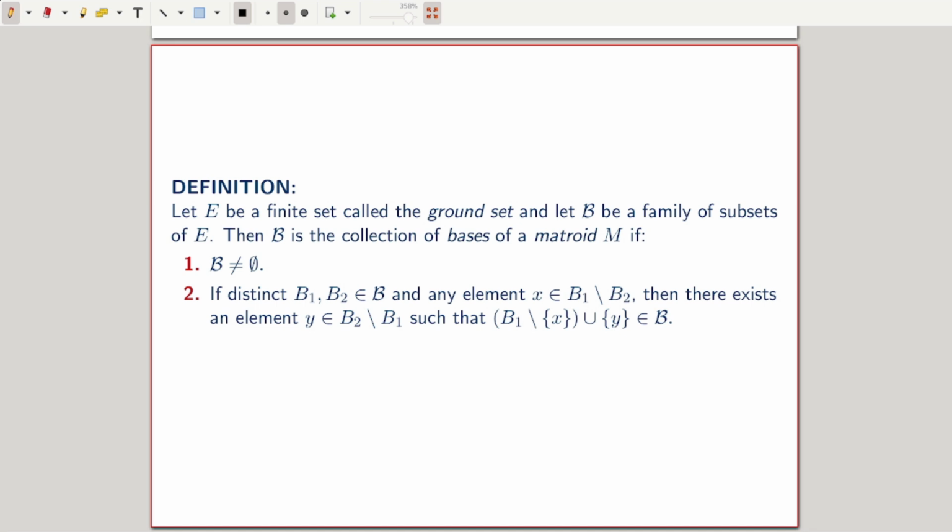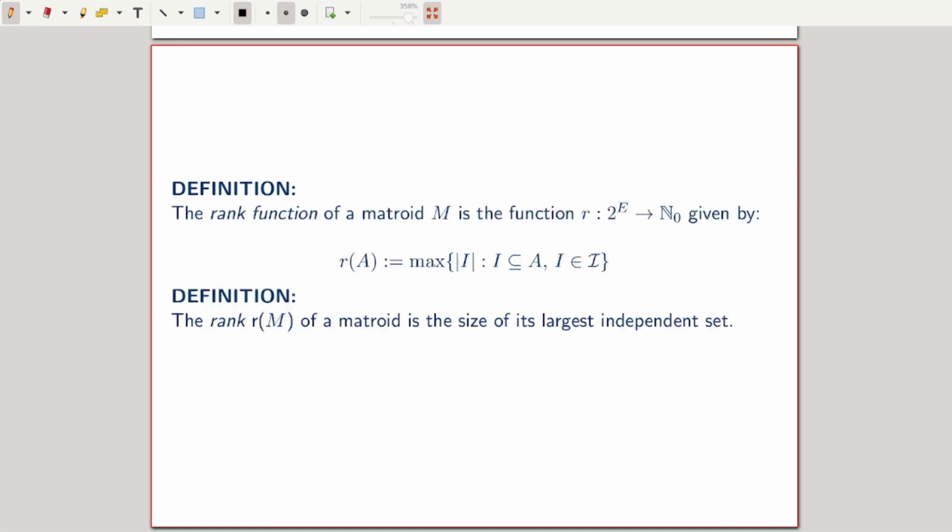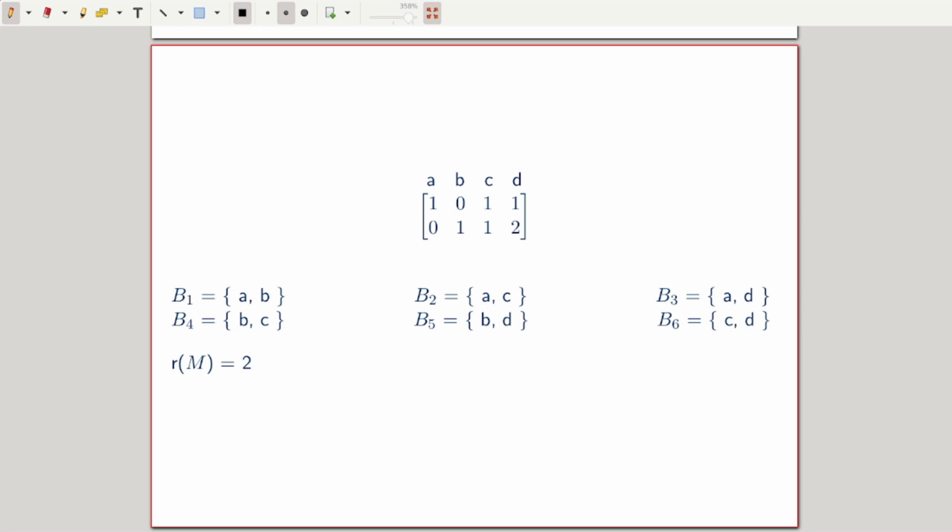Another important definition would be that of a rank. The rank function of a matroid maps sets to the cardinality of their largest independent set. For the whole matroid, rank is just a number, written r(M), the size of the largest independent set. In our example, to no surprise, the rank of the matroid is equal to its matrix rank. We may expect that in general.